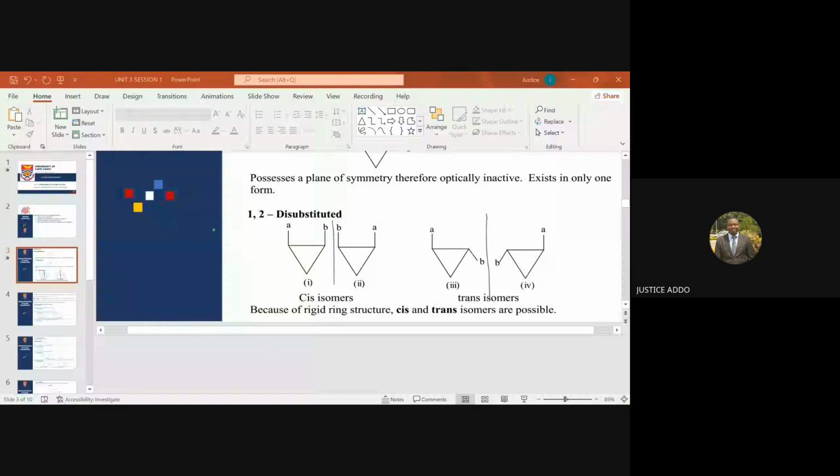It then means that any optically inactive compound will exist in one form. And all this thing that you are saying is for the cis isomer. So the cis isomer will exist in one form.